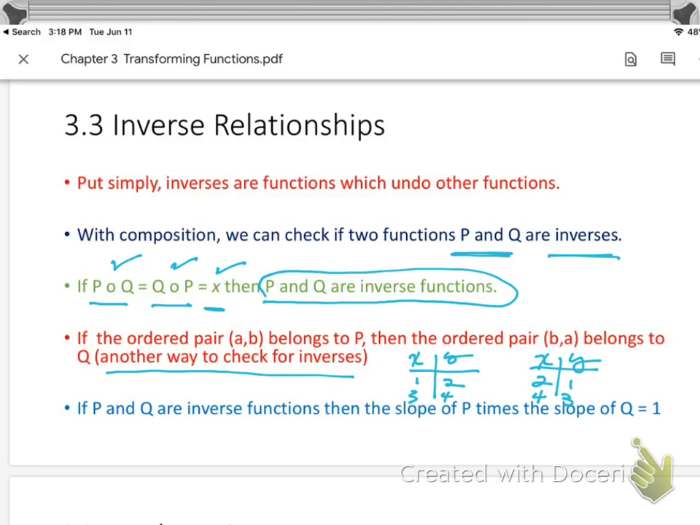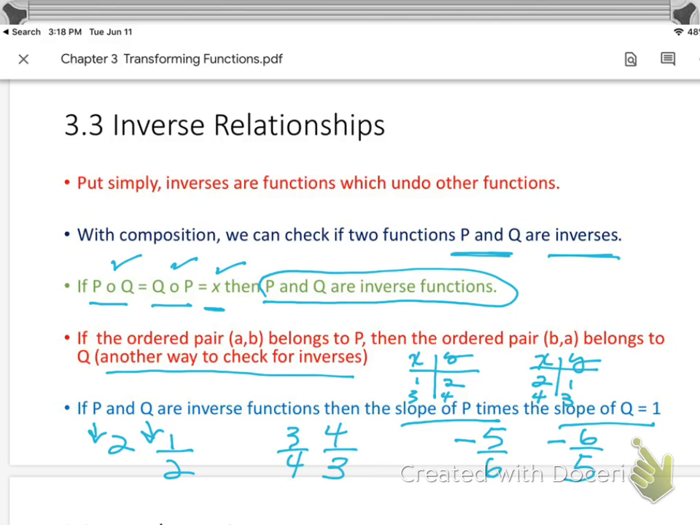Okay? All right, if P and Q are inverse functions, then the slope of P times the slope of Q will equal 1. So for example, if the slope of P, it's a line, was 2, then the slope of Q would be 1/2. If the slope of P was 3/4, then the slope of Q would be 4/3. If the slope of P was negative 5/6, then the slope of Q would be negative 6/5. Get the hang of it?